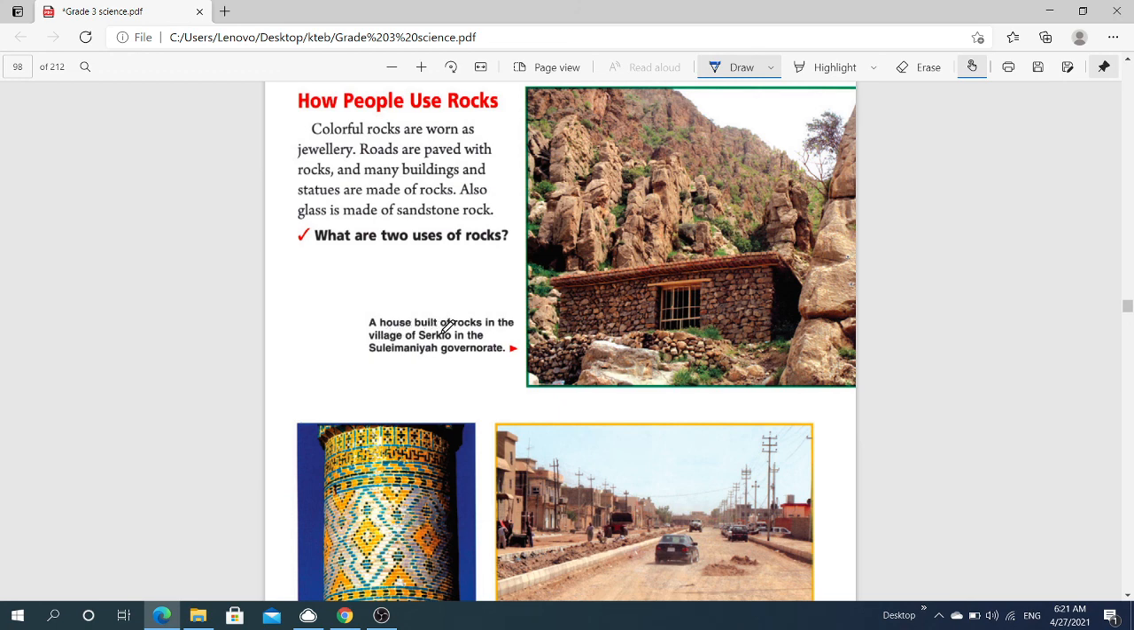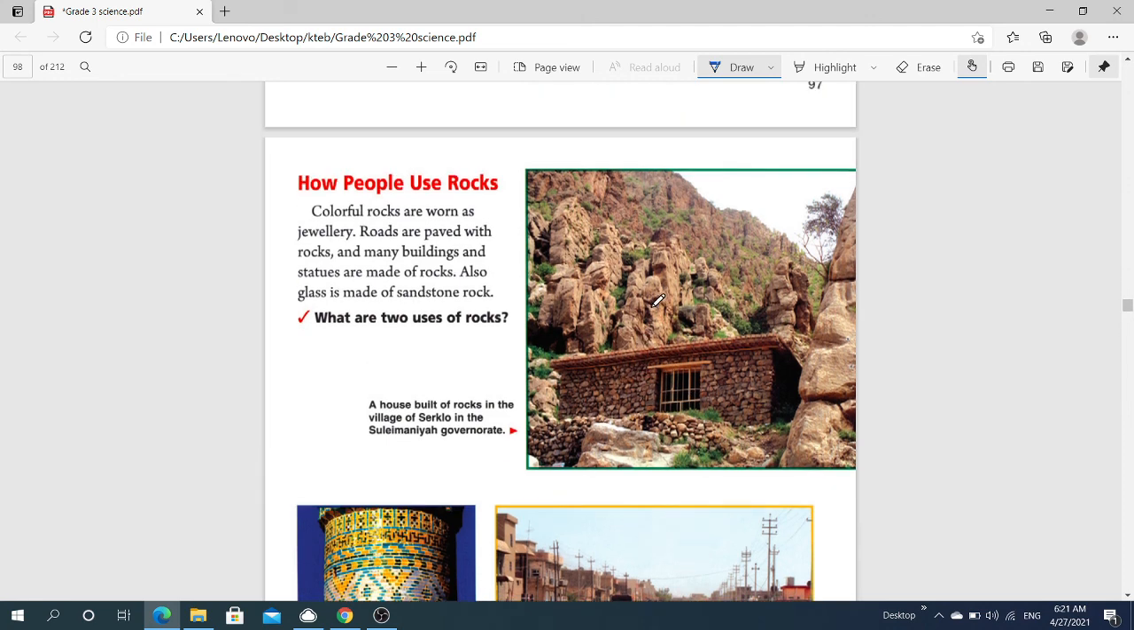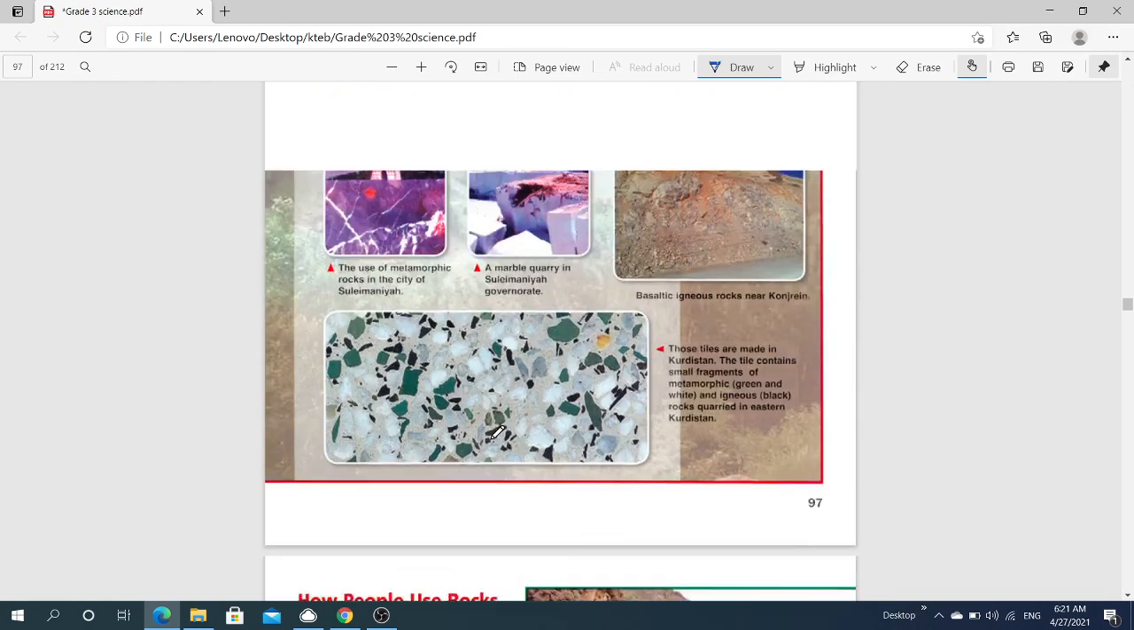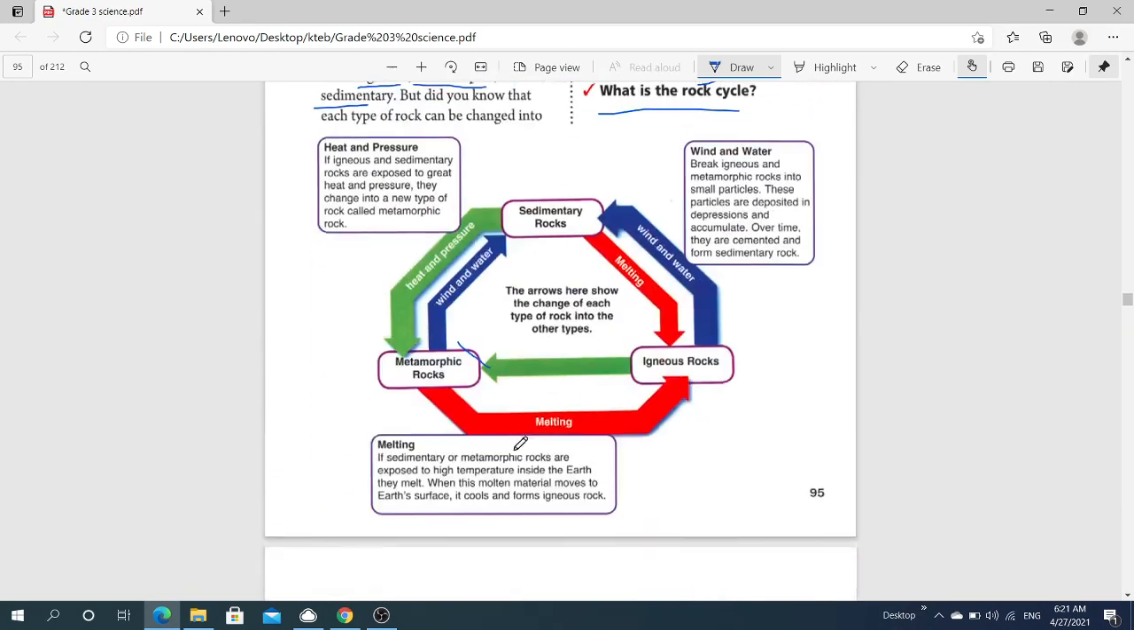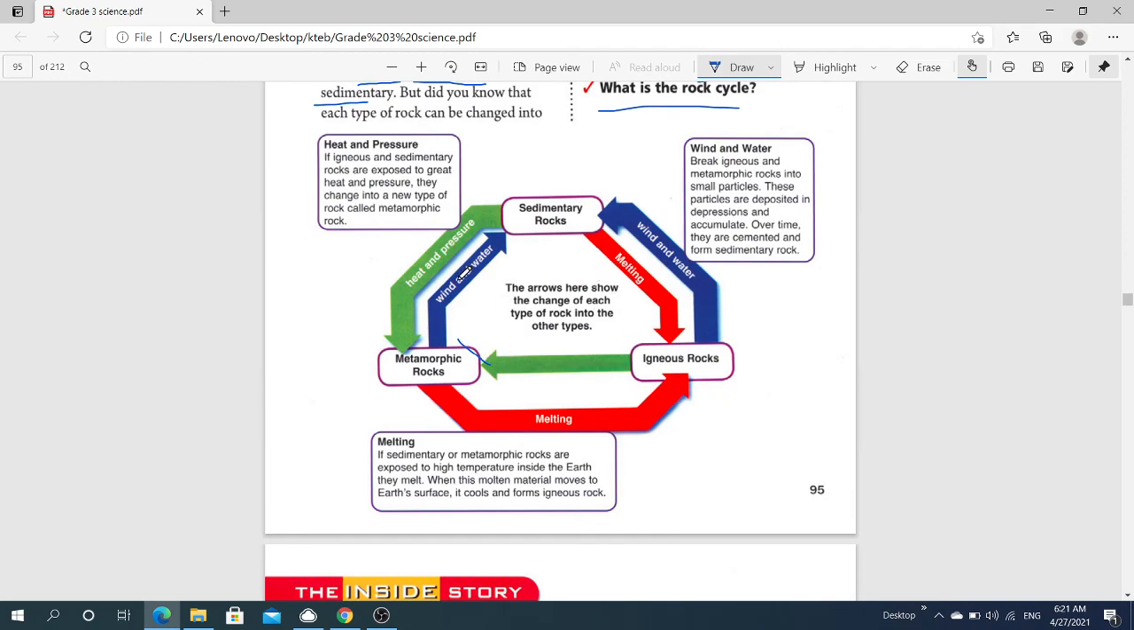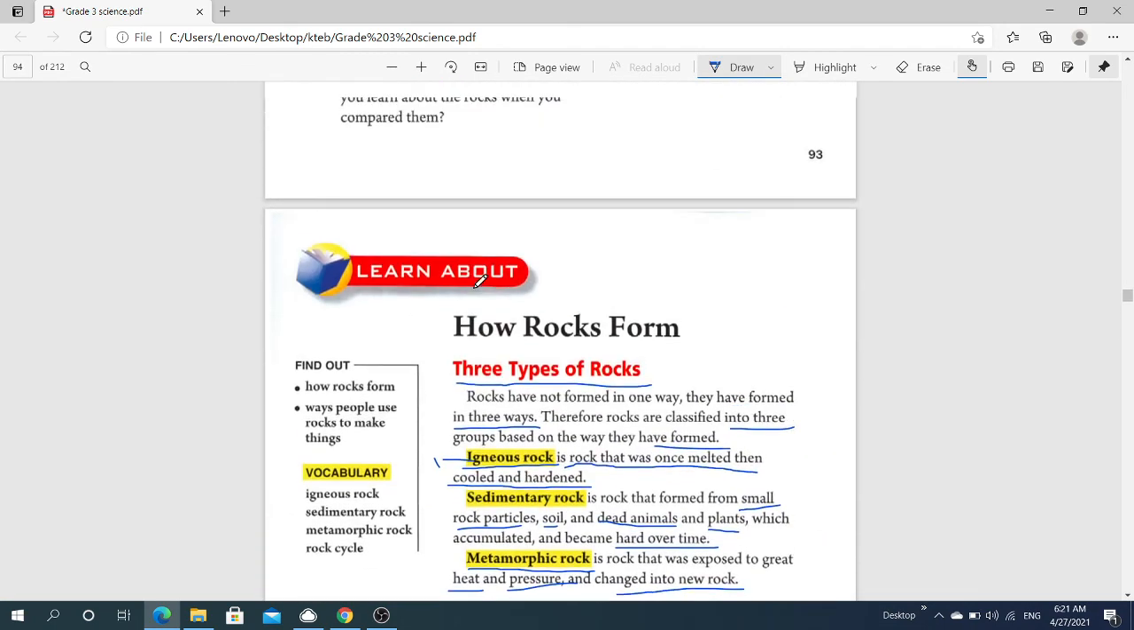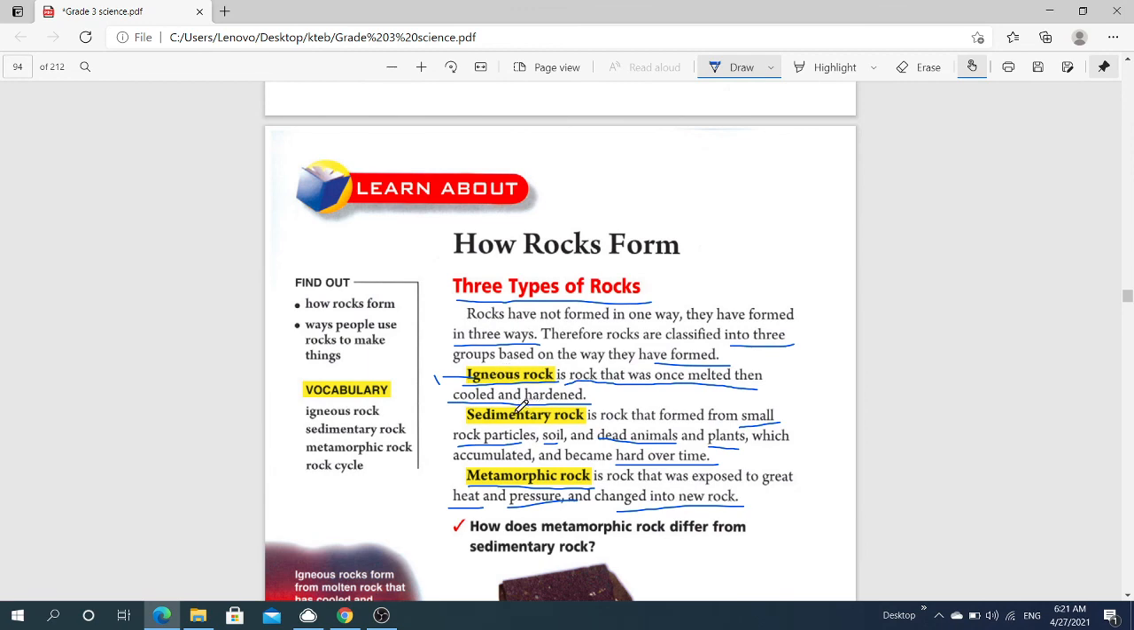And a house built of rocks in the village of Circle in the Sulaymaniyah government. This house was made by what? Made by rocks. If you have any question anytime, I am here to answer you. Okay, dear students, please watch the video and write down the definition and draw this cycle in your notebook. Okay, draw this cycle in your notebook and memorize three types of rock: igneous rock, sedimentary, and metamorphic rock.